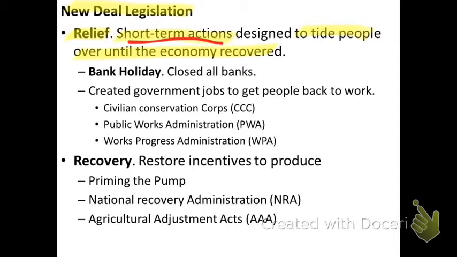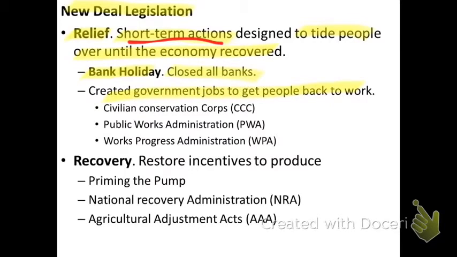One of those programs under the relief portion of the 3 R's was the bank holiday. He closed all the banks, which would not be allowed to open until they were judged to be sound by the federal government. Next, we have the government creating jobs to get people back to work.